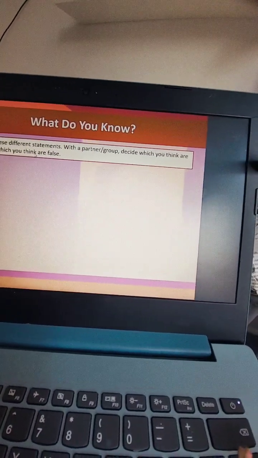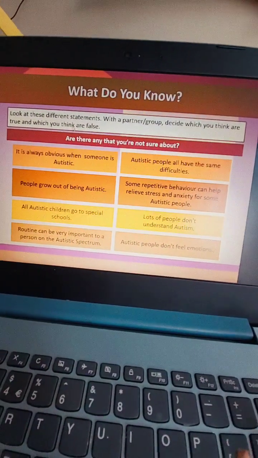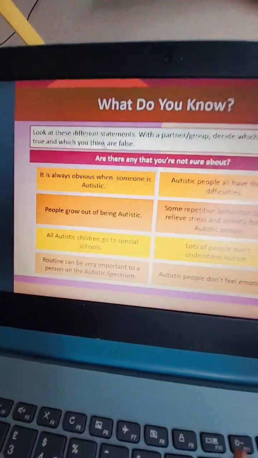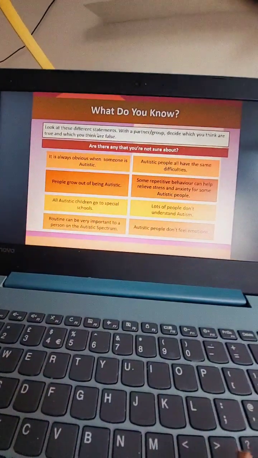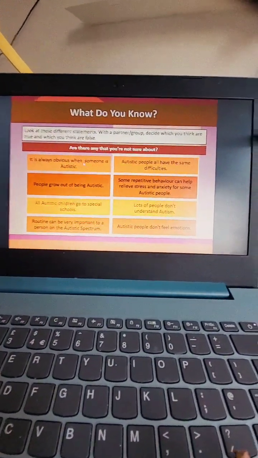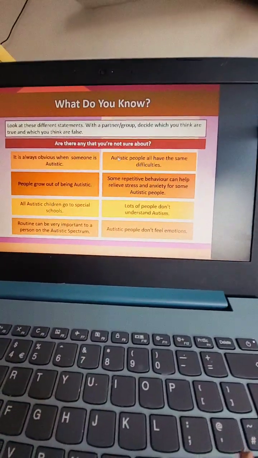What do you know? Look at these different statements. With your partner or group, decide which you think are true and which you think are false. Are there any you're not sure about? It is always obvious when someone is autistic. Is it true or false? True. False. Maybe true. Sometimes it is maybe false.